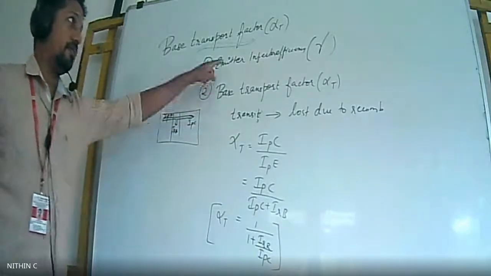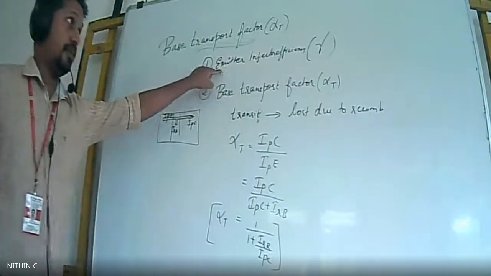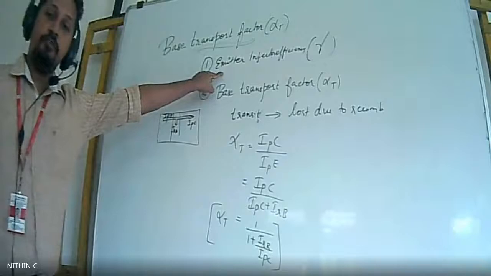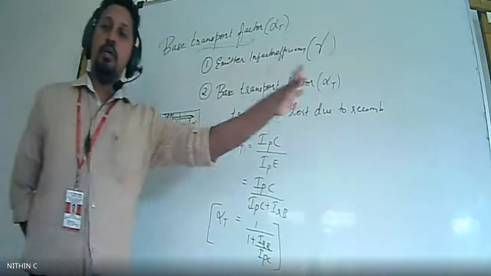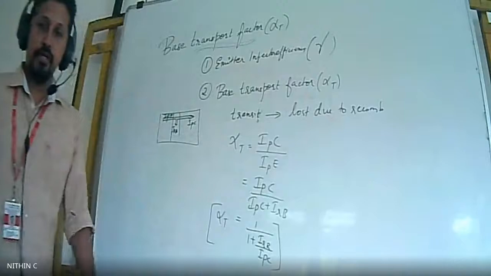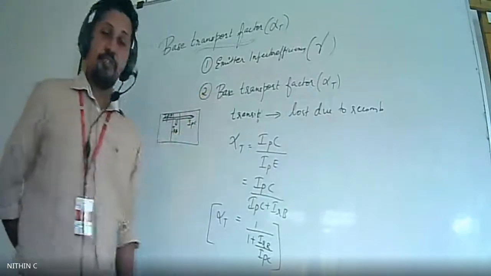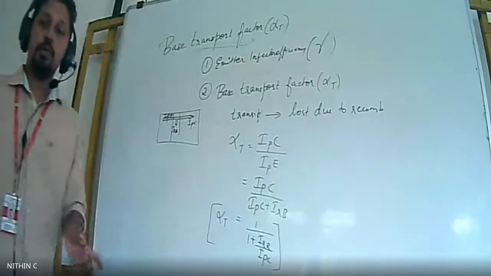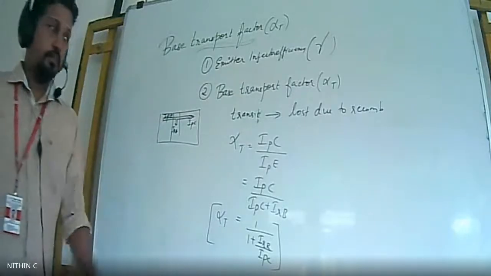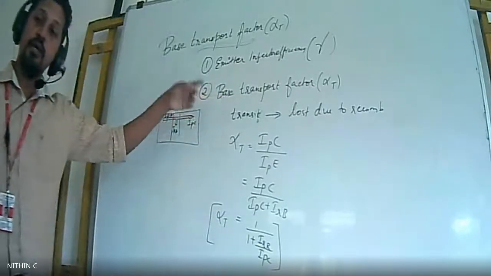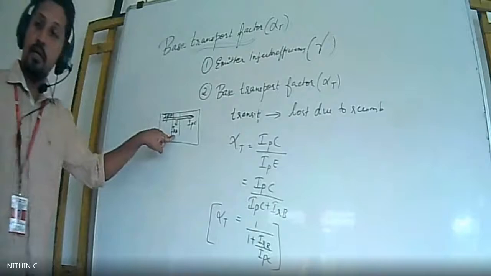So emitter injection, don't confuse between these two terms. Emitter injection efficiency is actually the effectiveness of the emitter side in injecting the majority charge carriers to the base rather than from base to emitter. Whereas base transport factor is the effectiveness of the base in transporting the charge carriers from the emitter towards the collector. Base transport factor can be increased by reducing the recombination.